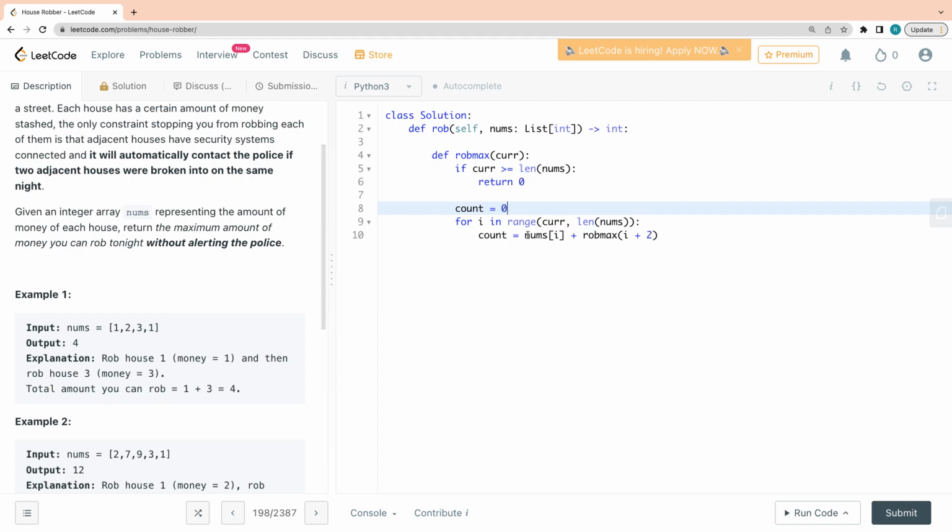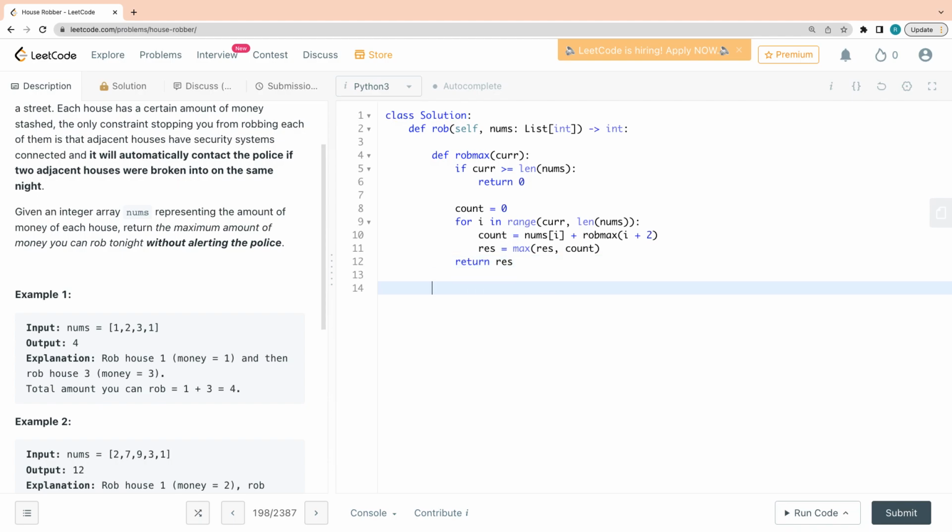The count is the total profit. If you rob this one, then the next option available is from i plus 2, and now let's say this function somehow returns all the profits. So ultimately you will calculate all the profits. Now you have to find the maximum. So in the result, you can take another variable and say I need the maximum from the current count or from this result value. Simple enough. Whatever maximum value you get, that you have to return. That's what this function should be returning all the time.